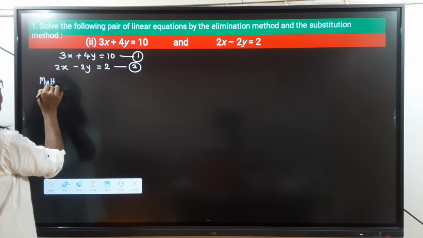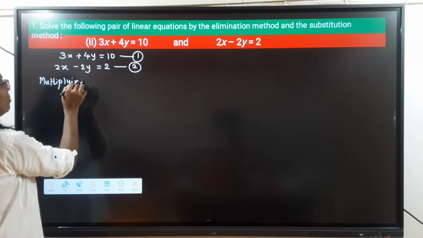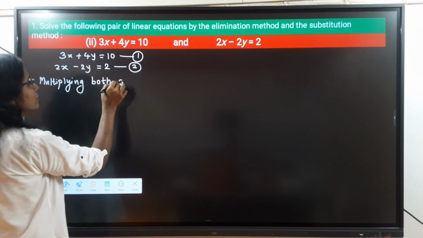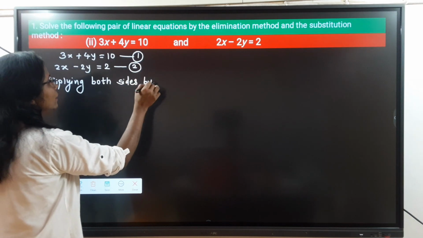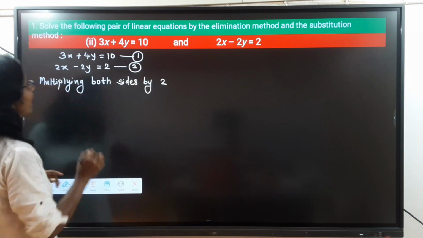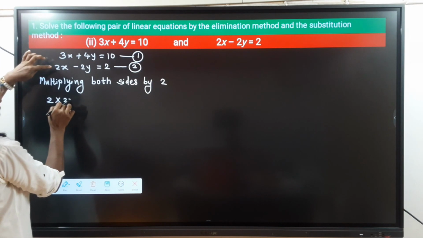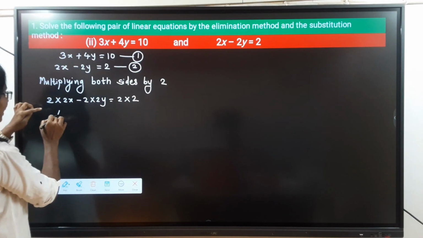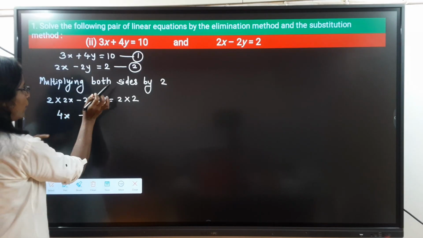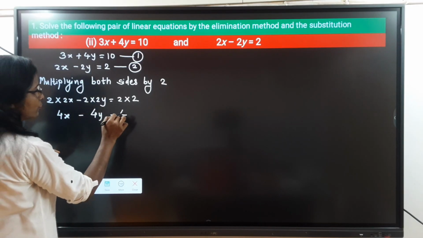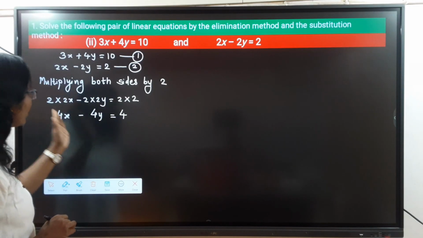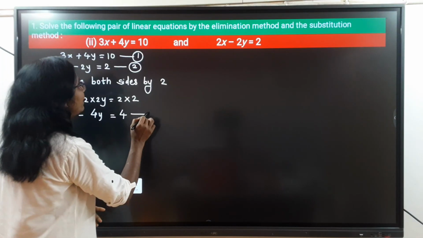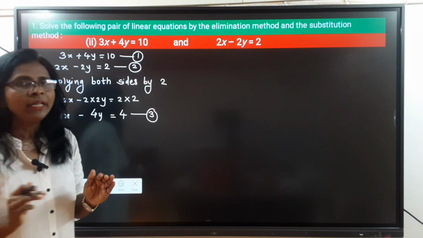So I equate the coefficient of y as 4 by multiplying both the sides by 2. I write down here the instruction, multiplying both the sides by 2. So here 2 multiply 2x minus 2 multiply 2y is equal to 2 multiply 2. So here further we write 4x minus 4y is equal to 4. Now here students, this one is the new equation. So we call it the third equation.